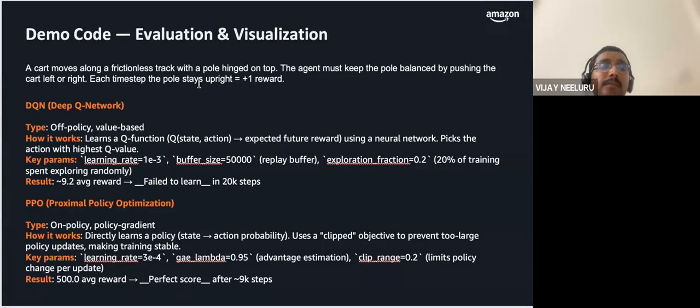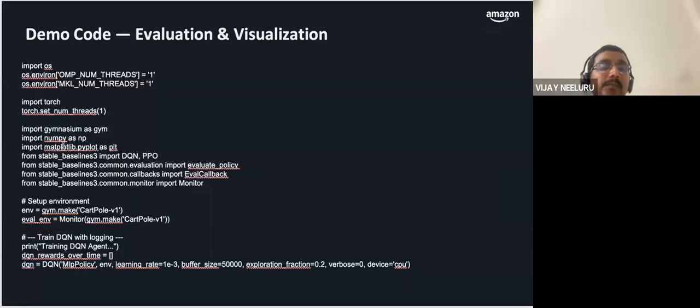Here the cart moves along a frictionless track with the pole hinged on top. The agent must keep the pole balanced. At each time step the pole stays upright, you get a positive reward. Here you can see the settings of the Deep Q-Networks and Proximal Policy Optimization. And this is the demo code.